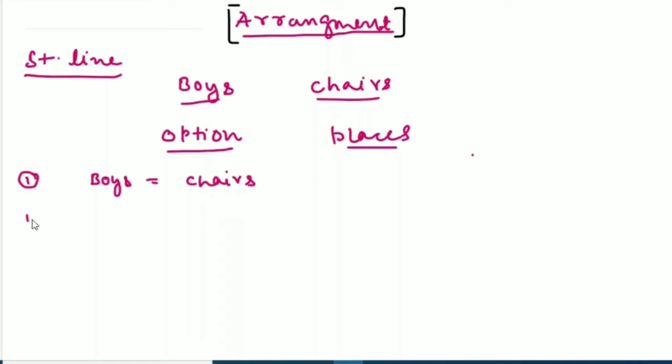That's the first scenario. What is the second scenario? The second scenario would be that boys are less than chairs. And the third possible scenario is that boys are greater than chairs.